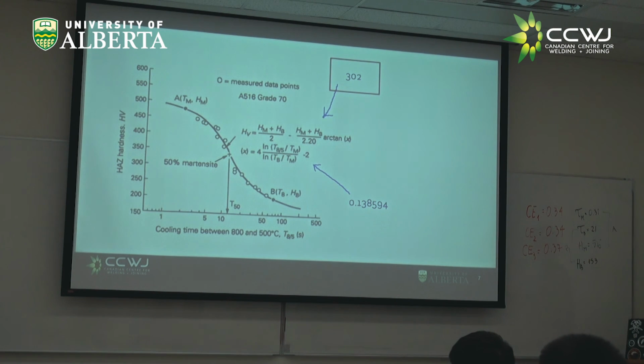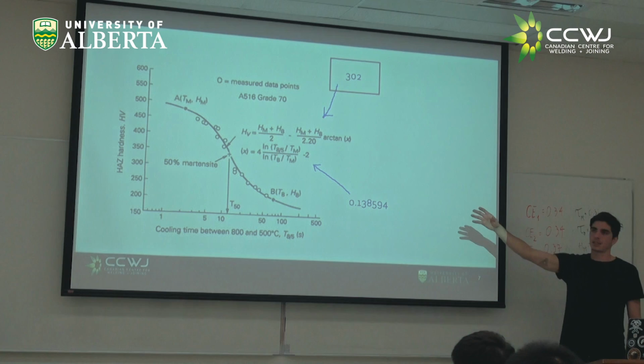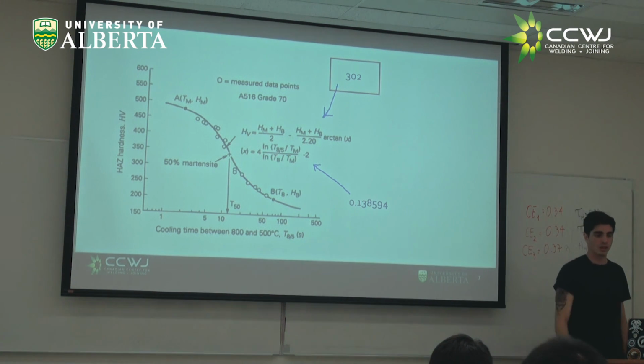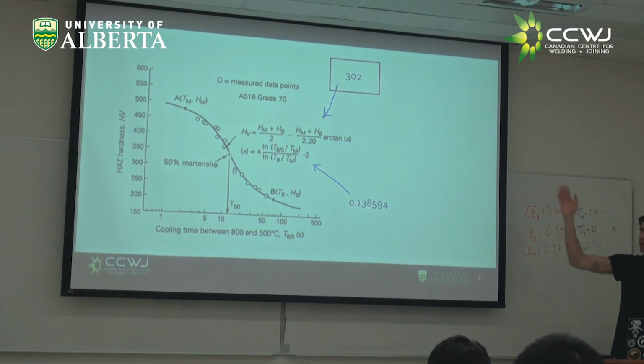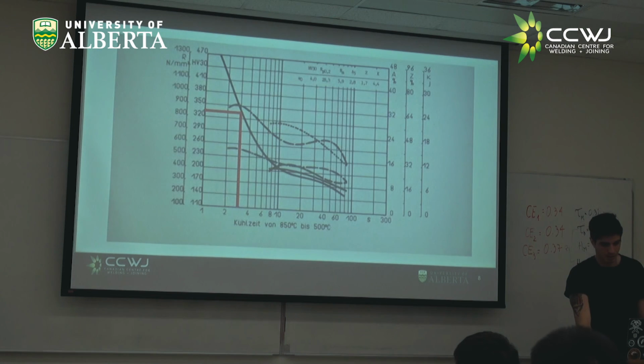Oh, I didn't give you a number. There you go. See? So this value relates to TI5. And once you put that value there, you get your hardness. And your approximate hardness is 300 beakers. Okay?